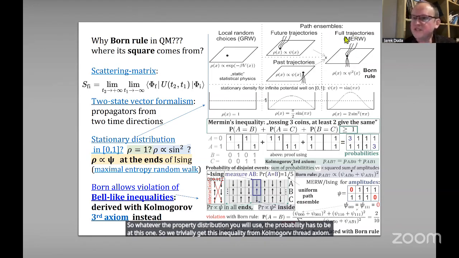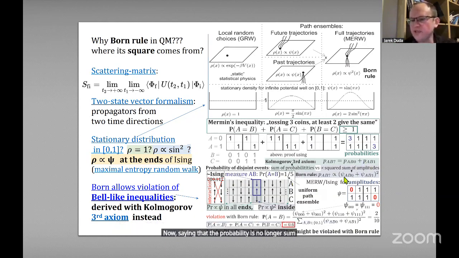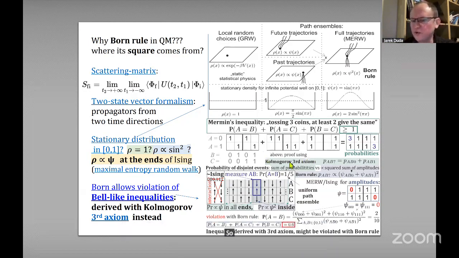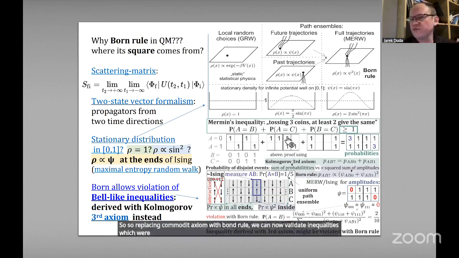But now the symmetry allows us to replace the Kolmogorov third axiom with the Born rule. Now saying that the probability is no longer a sum of probabilities, but is proportional to the square of a sum of amplitudes, which is a completely different formula for the same question. So replacing the Kolmogorov third axiom with the Born rule, we can now violate inequalities which were derived with the former formula.